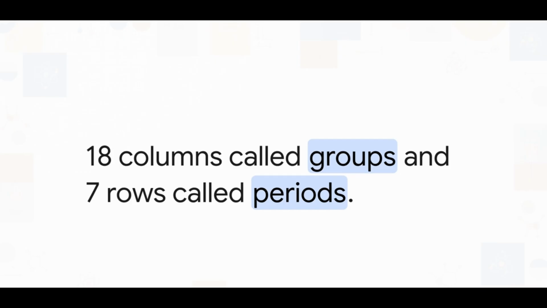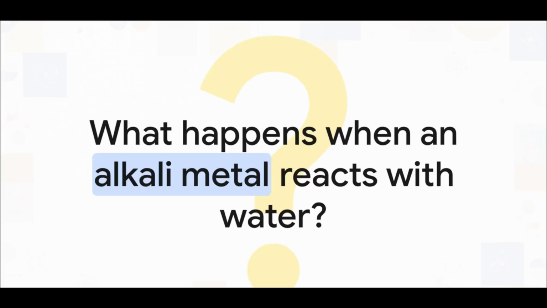Elements in the same vertical column share very similar chemical behaviors. Why? Because they possess the exact same number of outermost electrons. It's those outer electrons that completely dictate how an atom interacts with the world around it. So, now that we know how the grid works, I've got a bit of an explosive question for you. What happens when you take an element from the very first group on the far left of the map and just drop it into a bowl of water? Spoiler alert, do not try this at home.